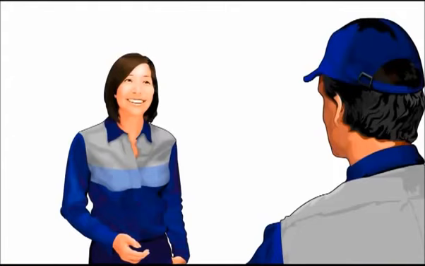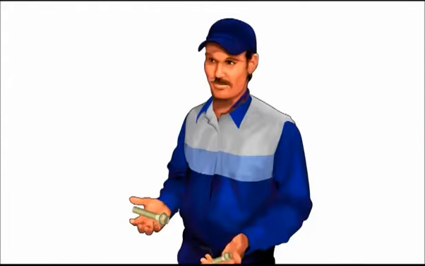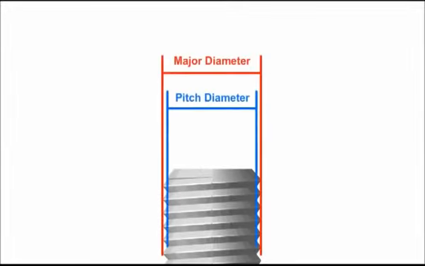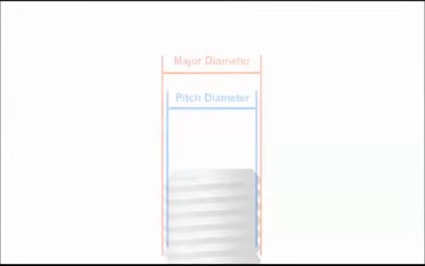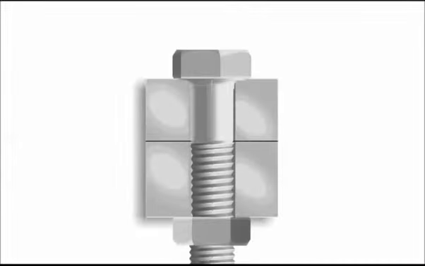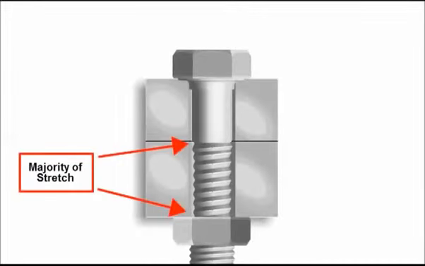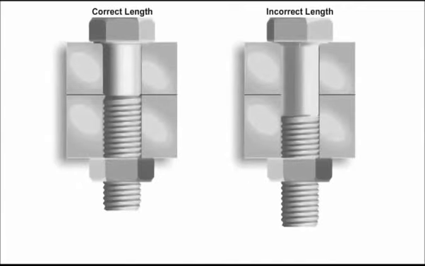Since fasteners need to stretch to provide clamping force, selecting the proper length fastener is critical. Due to the fastener's smaller diameter in the thread area, called the pitch diameter, most of the stretch takes place in the thread area when the fastener is torqued. This comes into play when selecting the length of a fastener.